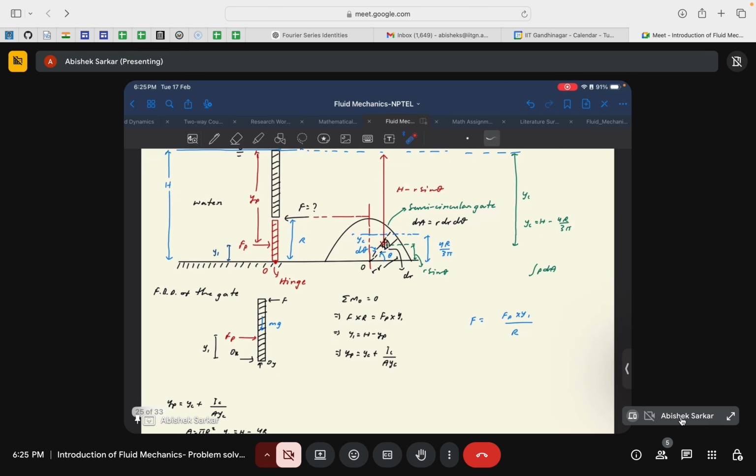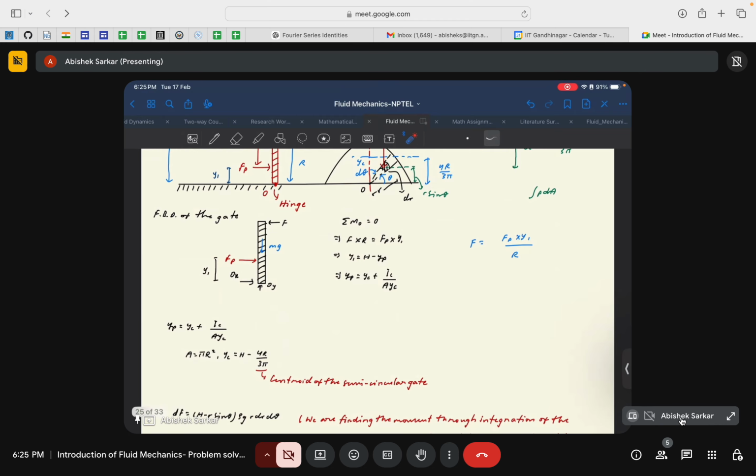And we know that Yp is equal to Yc plus Ic by Ayc. Okay, so now we need to find the expression of Fp, and then you can find the value of F. Let us see how Fp can be obtained.